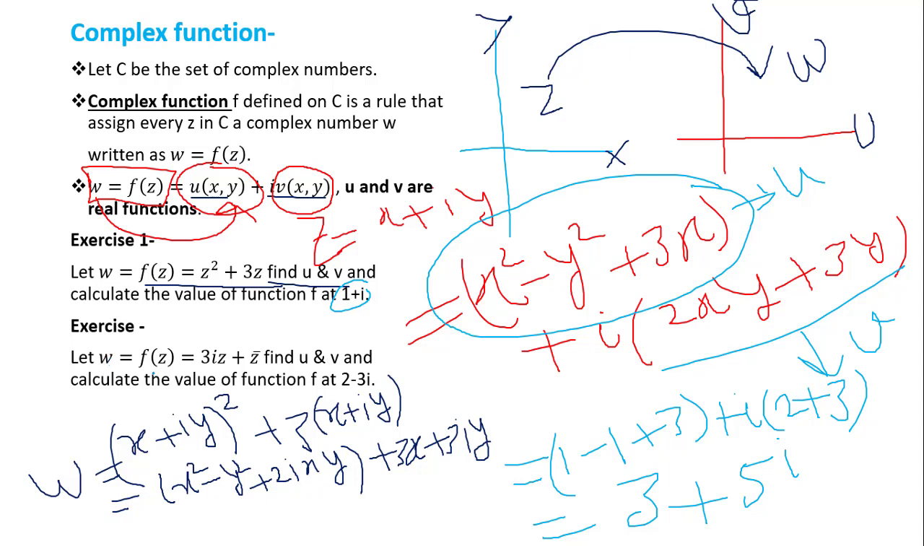In the next question, w equal to f(z) equal to 3iz plus z bar. Find u and v and calculate the value of the function at 2 minus 3 iota. Try it on your own.